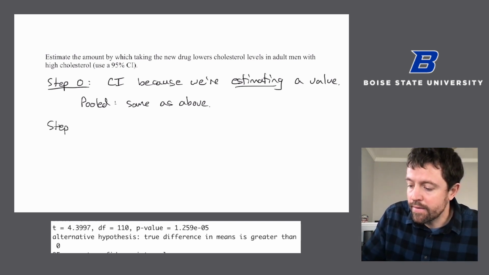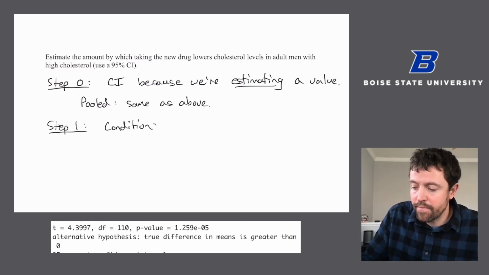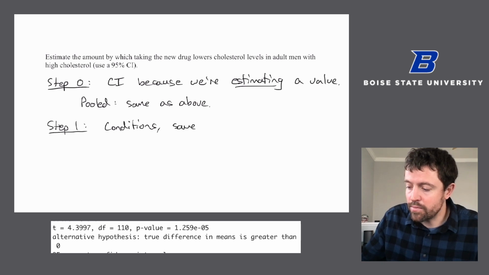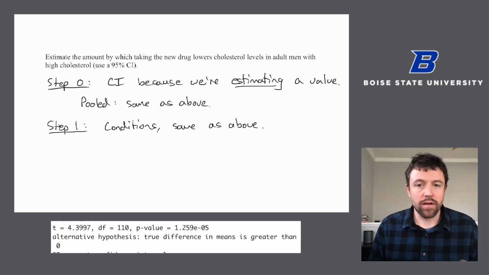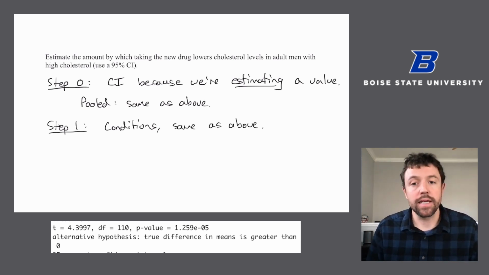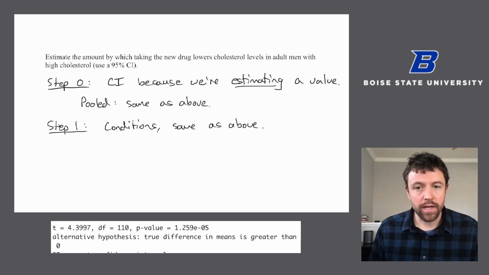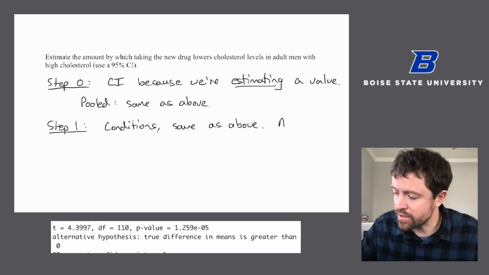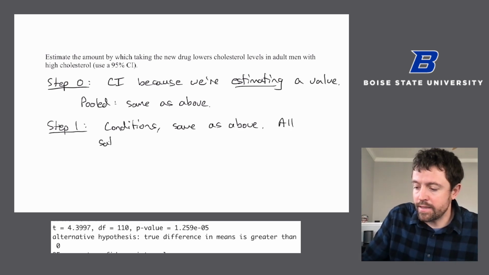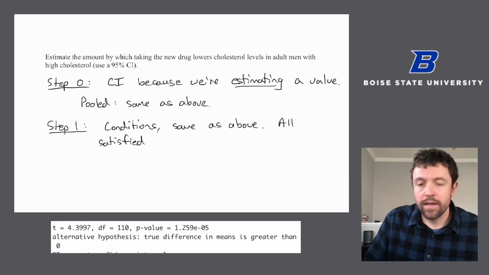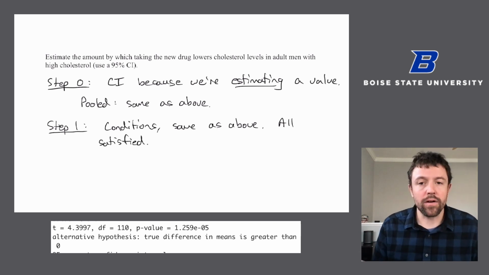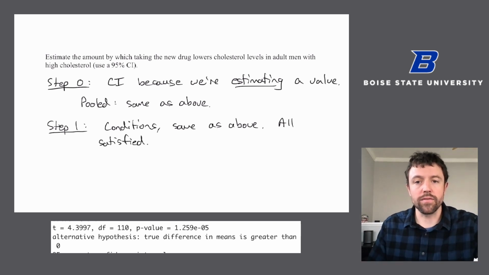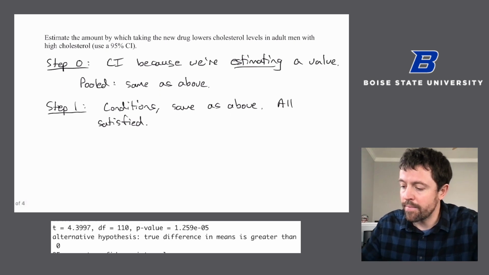Step 1 is conditions, but they're the same as above as well. I already did that. The conditions for a pooled T confidence interval are exactly the same as the conditions for a pooled T test, so I'm not going to go through that again. But I will mention that they're all satisfied, because that does come up when we write our interpretation of the confidence interval. We want to add a sentence if anything wasn't satisfied.